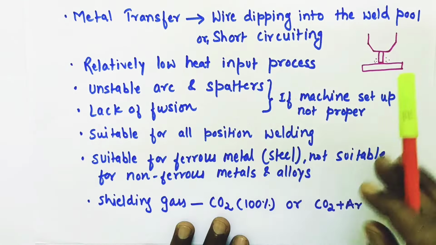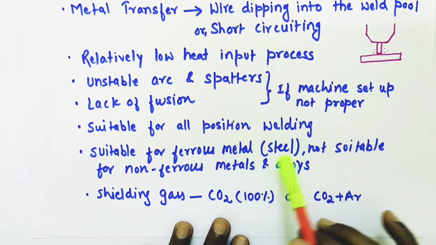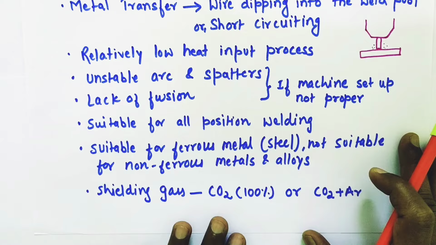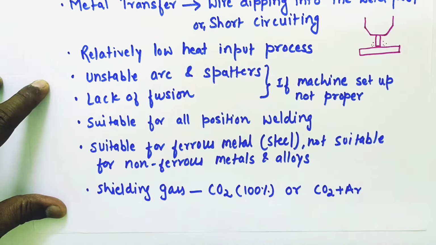It is suitable for all position welding and it is suitable for ferrous metal, that is steel. So dip transfer is very suitable for steel. It is not suitable for non-ferrous metal alloys. And in dip transfer, the favorable shielding gas is CO2, either 100% or a mixture of CO2 and argon. So this first one was dip transfer. Our second mode of transfer is spray transfer.